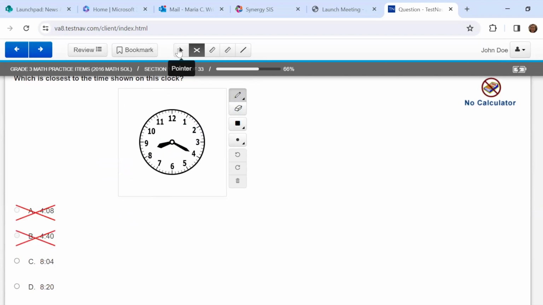8:04 or 8:20. I'm going to use my straight edge again to extend my minute hand. All right, it's at the 4. So I'm going to count by fives. 5, 10, 15, 20. I believe the time is 8:20.